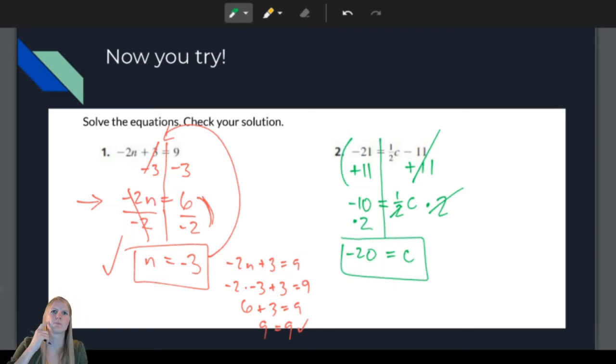Do you believe that? Let's check our answer. Negative 21 equals 1/2 c minus 11.